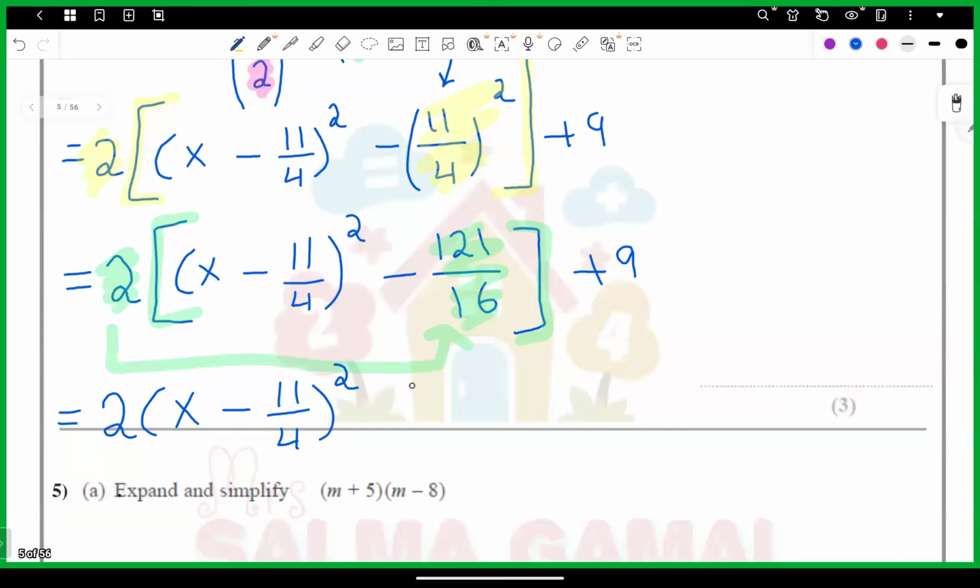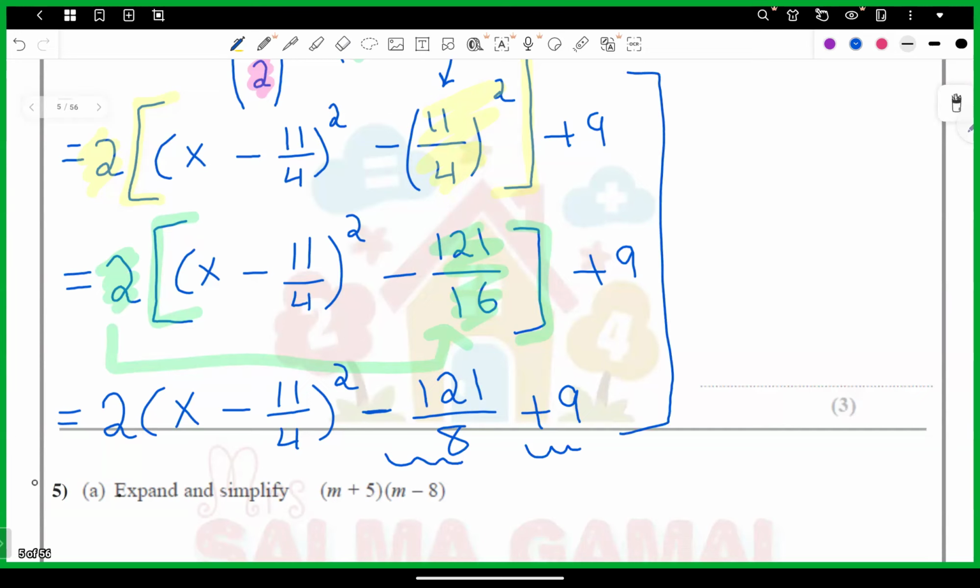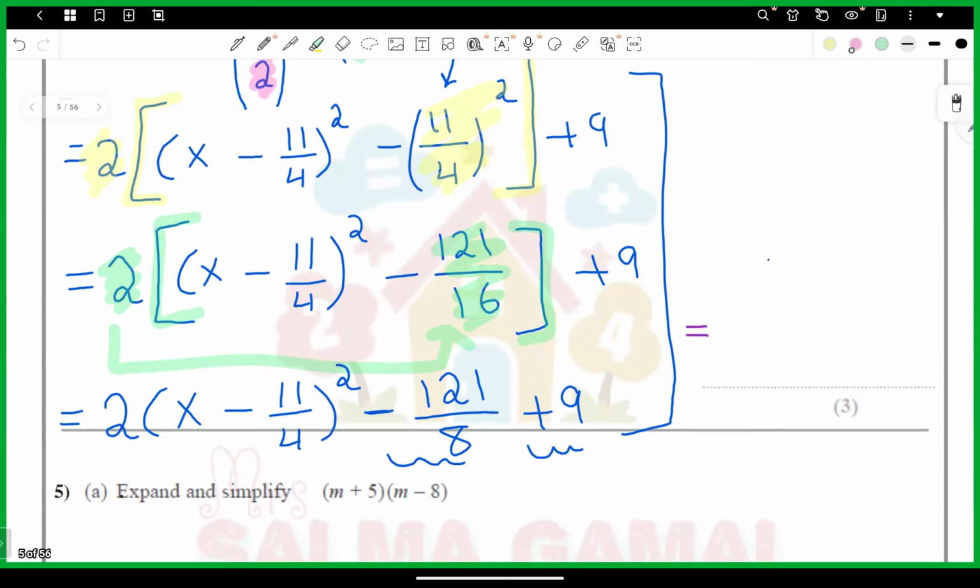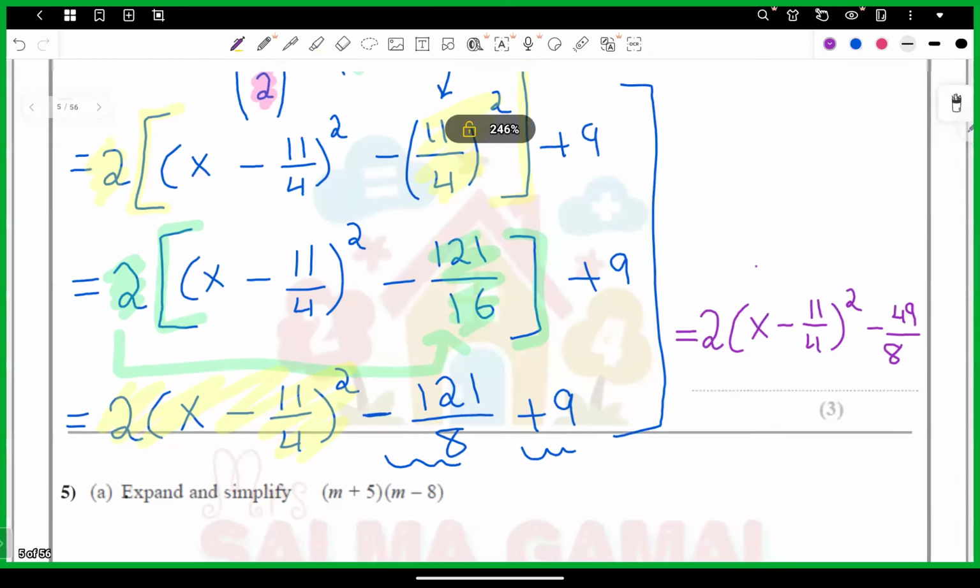So minus 121 over 16 equals 121 over 8. Adding this fraction with this one, you can find the final answer: minus 121 over 8 plus 9. Turn on your calculator, and you can find the answer should be minus 49 over 8. So the final answer equals this one. And combine them: 2x minus 11 over 4 squared, minus 49 over 8. This is your final answer.